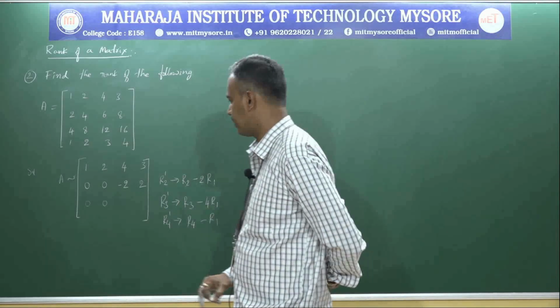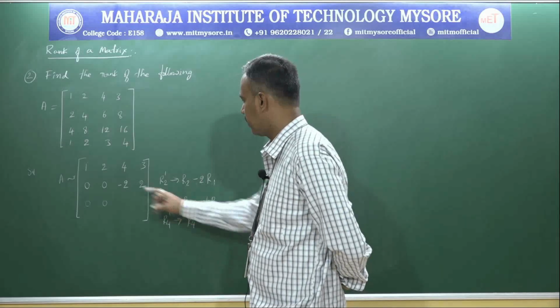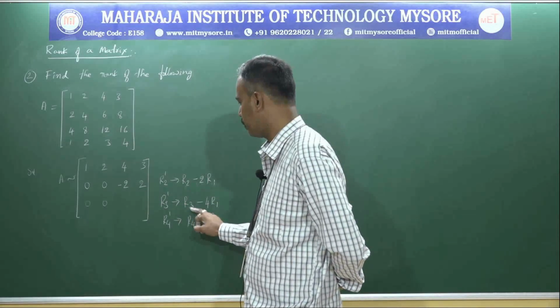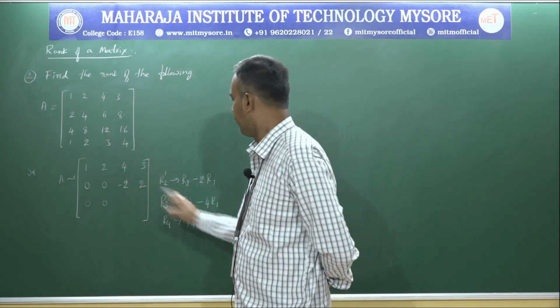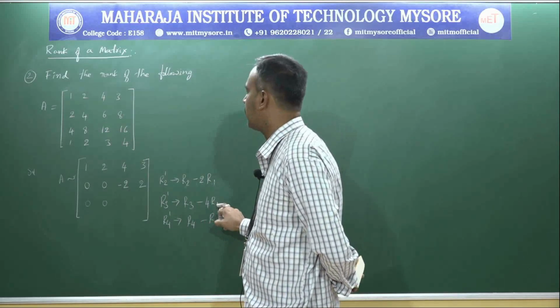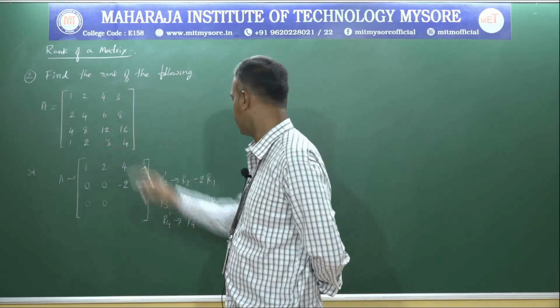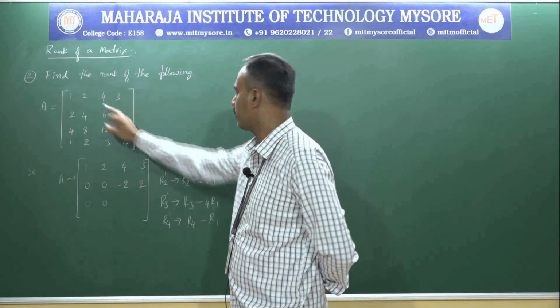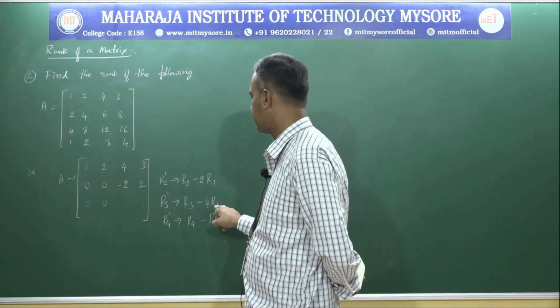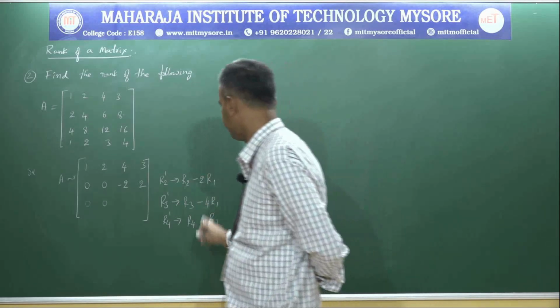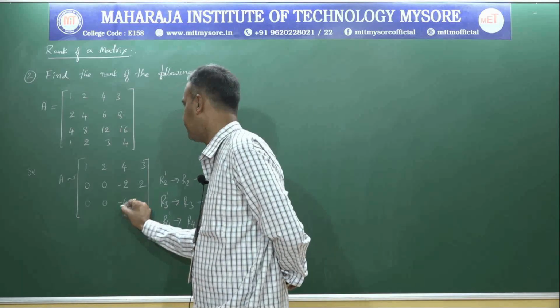The row 3 elements here. The next one is 12: 12 minus 4 into R1 means 4 into 4 is 16, and 12 minus 16 gives minus 4.